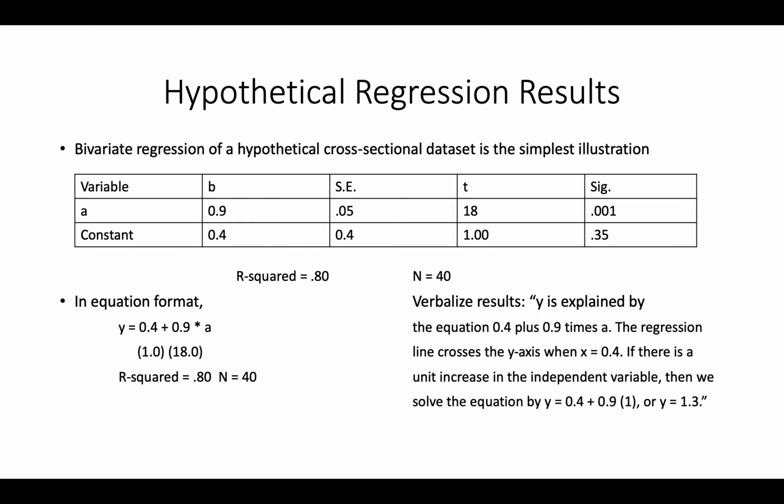The r-squared is 0.80, meaning that 80% of the variation in the dependent variable is explained by the independent variable. Finally, the number of cases in our analysis is 40. This will become really important for one of our other regression assumptions.